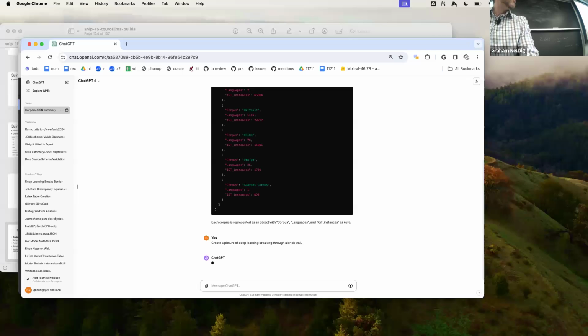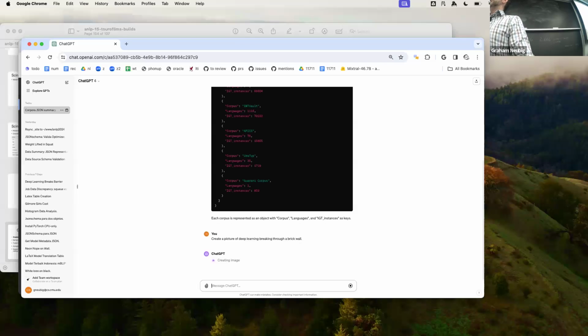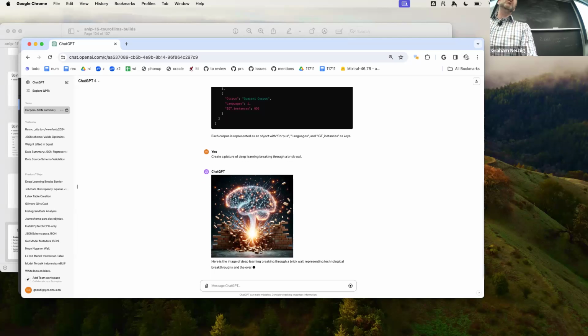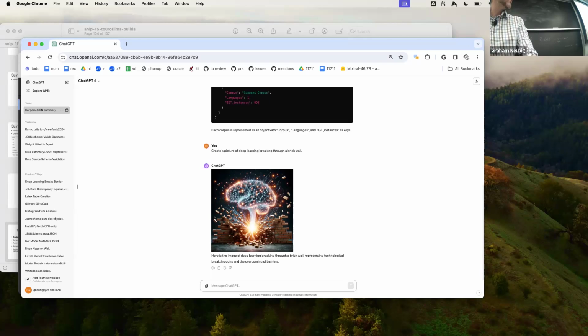Of course, if you ever do a live demo, even of OpenAI's product that 1 million people use, it will break when you try to do it. So this is another thing that it can do. There we have a picture of deep learning breaking through a brick wall, and it can generate images and stuff. These are the kinds of things that I now expect. It's not just reasoning ability; it's also multimodality, being able to generate code.